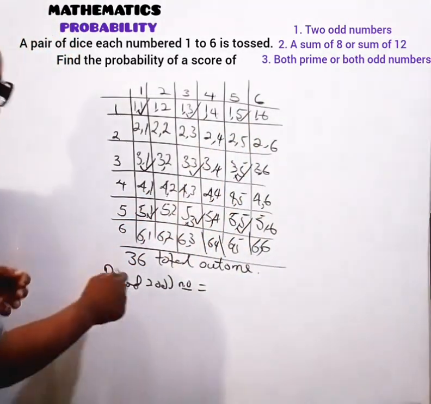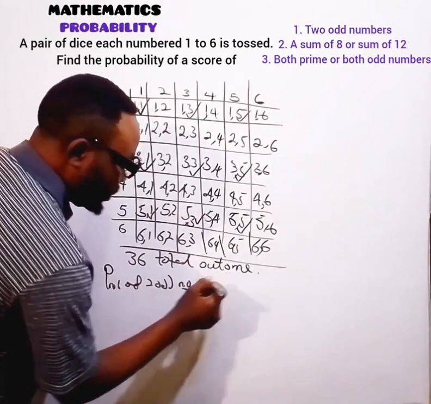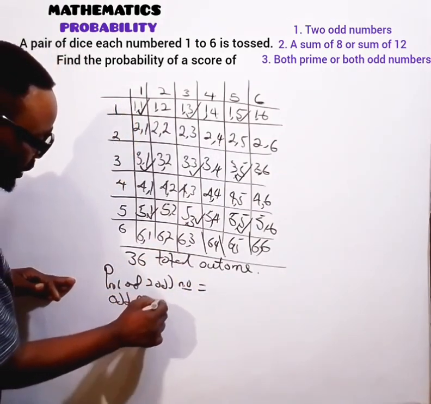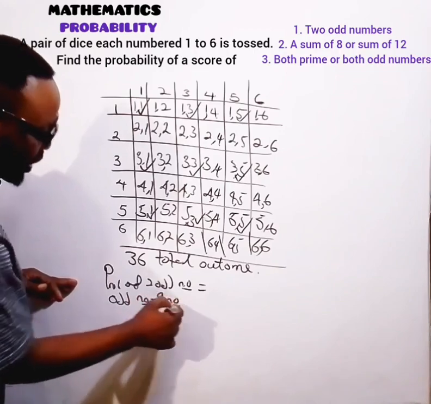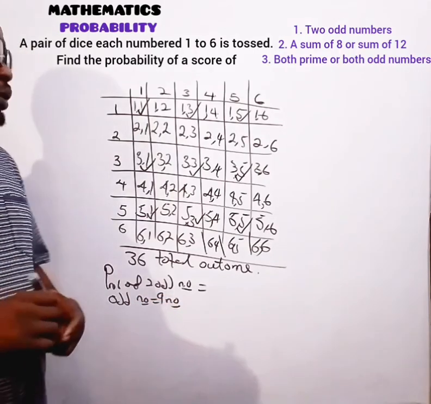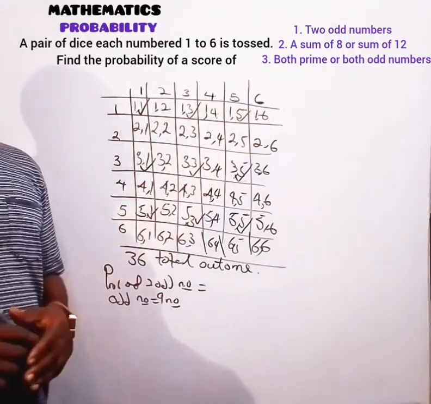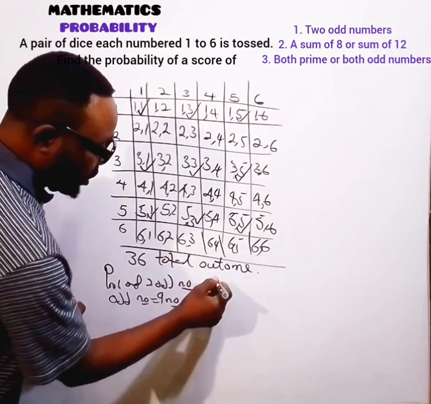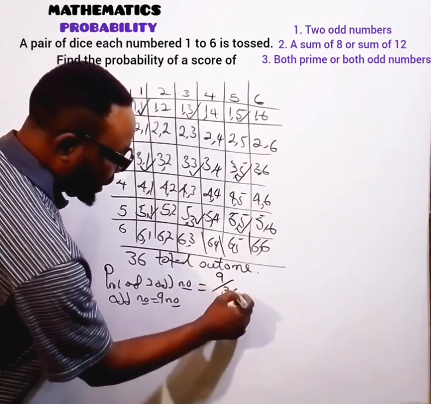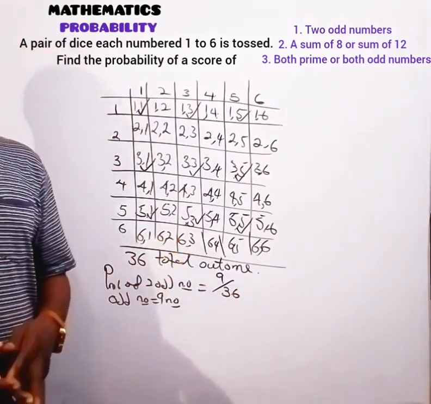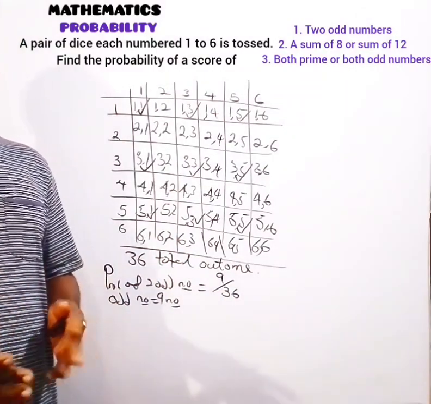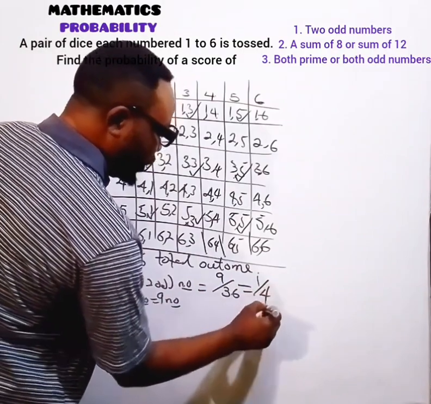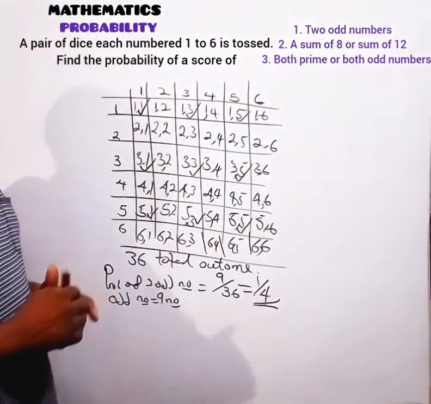So you have the total number of odd pairs. There are 9 outcomes where both of them are odd numbers. So the probability of two odd numbers will be equal to 9 over 36. That is the number of odd outcomes divided by the total number, which when we divide further, we are going to have 1 over 4 as the final answer.